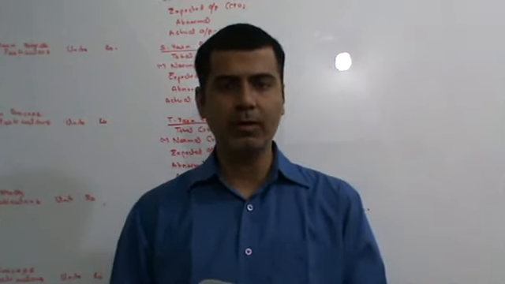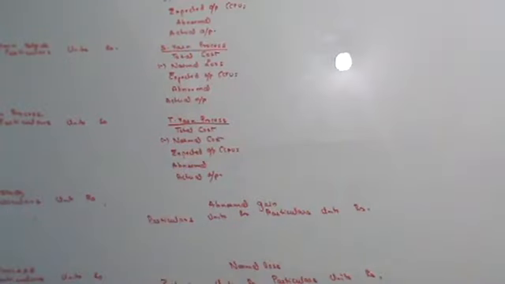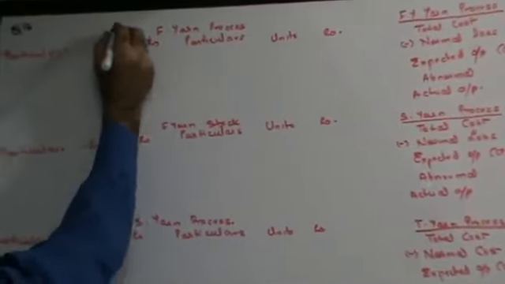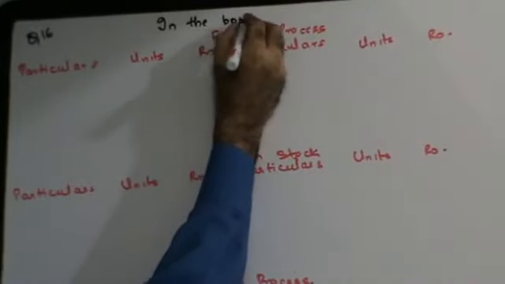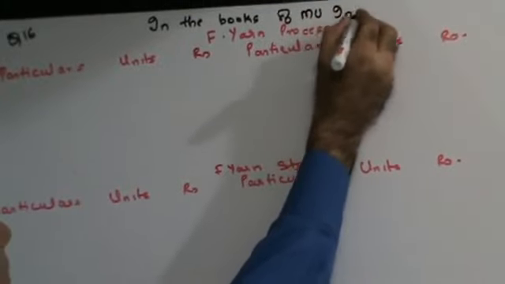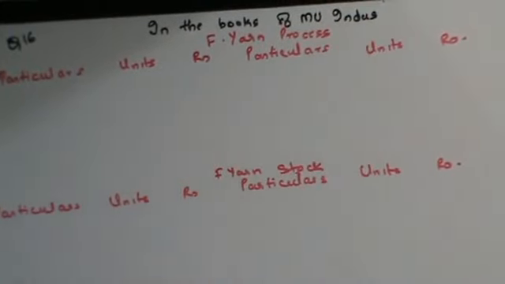I am Sunil Perwani and today we will be doing the chapter called process costing. Guys, we are doing question number 16 in the books of MU Industries. Now, they've given you three processes, three stocks. Let's start transferring the entries, guys.